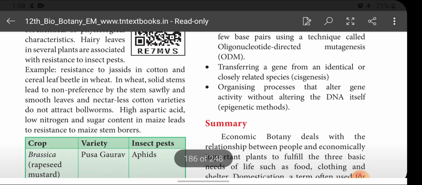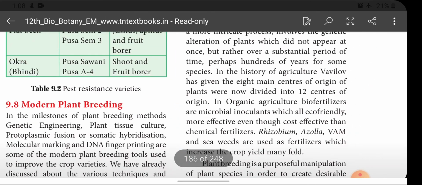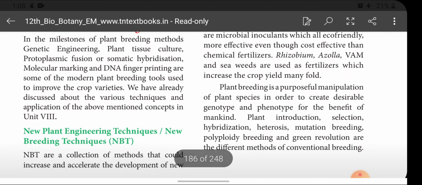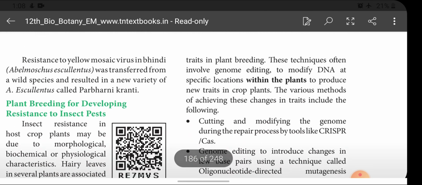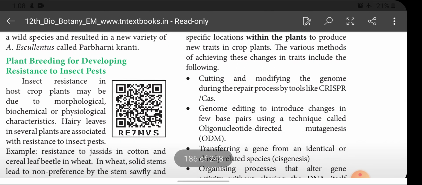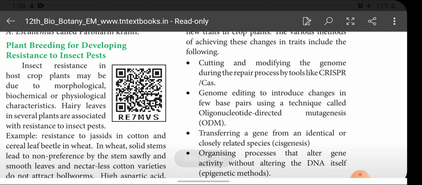First one is cutting. This is a 2-mark question, children. What are the modern new plant engineering techniques? Discuss it. You will get it as a 5-mark question. First one, cutting and modifying the genome during the repair process by tools like CRISPR or Cas9. First what we will do during this technique is cutting and modifying the genome. This is done by using tools like CRISPR or Cas9.